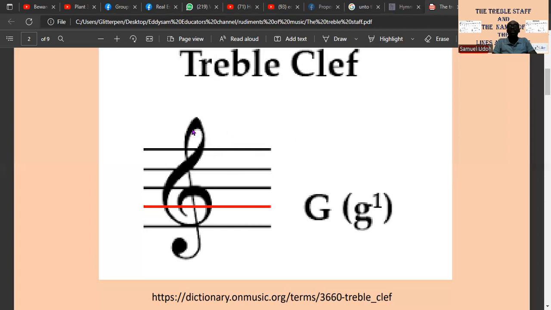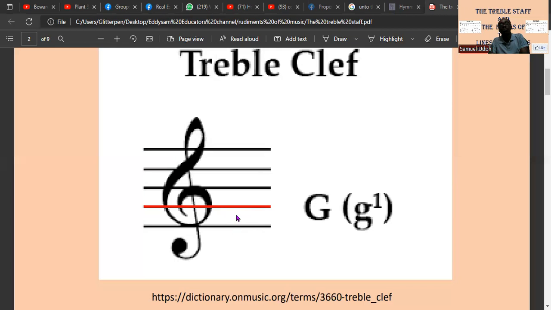So this is the treble clef here. And another name for the treble clef is G clef. Why is it called G clef? It's called G clef because this is the origin, where the clef originates from this point. Where it originates from, that line is letter G. So the treble clef fixes the position of note G. That is the second line.